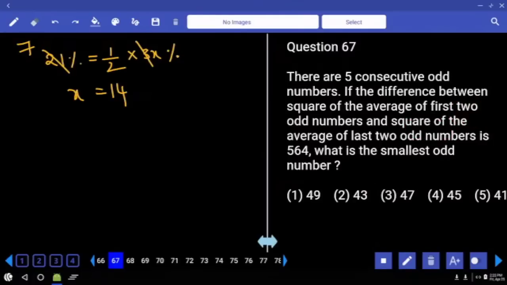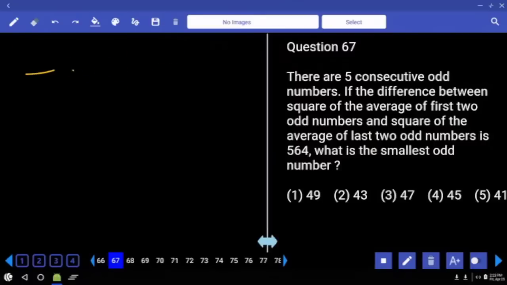Over. There are 5 consecutive odd numbers. If the difference between the square of the average of the first two odd numbers and the average of the last two odd numbers is 564, what is the smallest odd number?